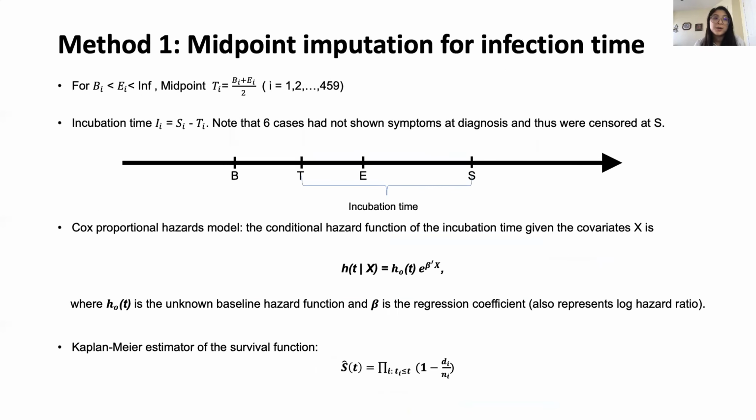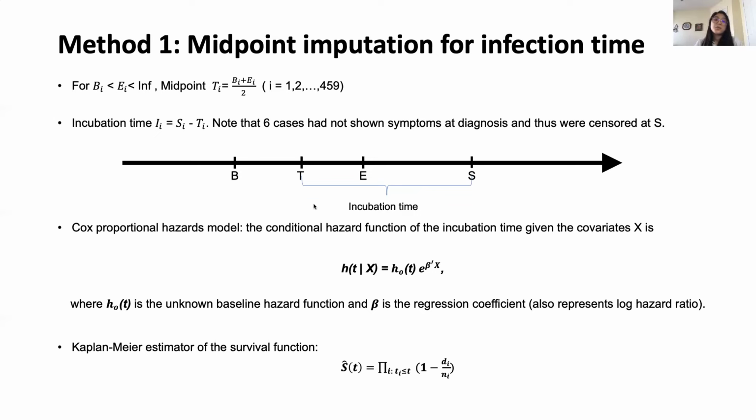For the method of midpoint imputation for the infection time, we need to compute the midpoint equal to the time begin stay in Wuhan plus the end time stay in Wuhan divided by 2 for 459 observations. Note that 6 cases have not shown the symptom of diagnosis and thus presented as S, and we estimate the incubation time equal to S minus T.